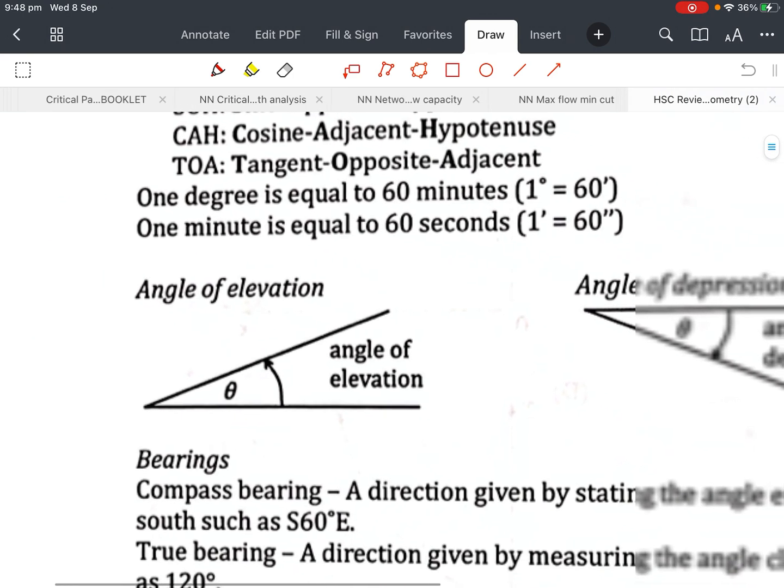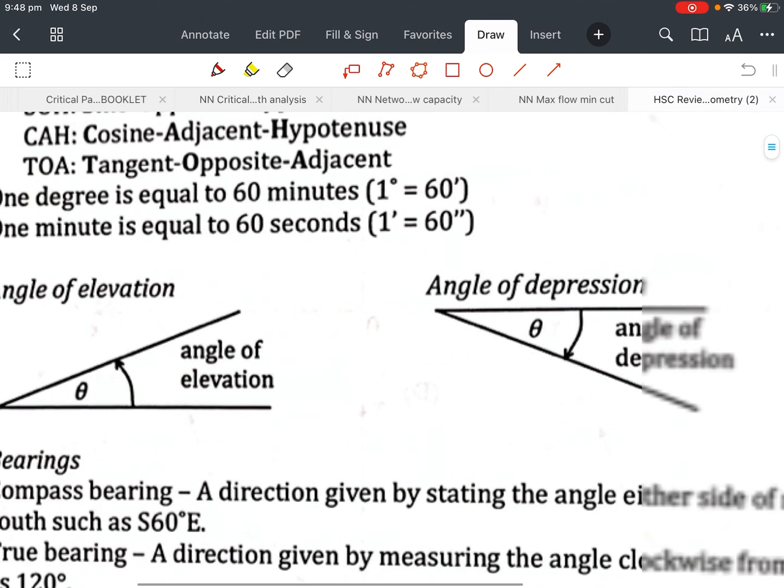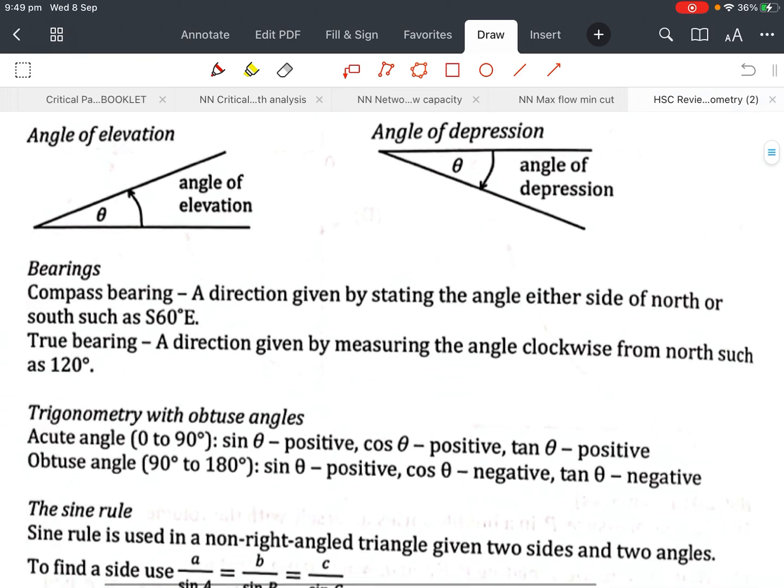Remember, an angle of elevation is measured from the horizontal, going straight out, looking upwards. An angle of depression is measured from the horizontal, so an arm straight out, looking downwards. For an elevation you're always looking up, maybe from street level, and for depression you're looking down from a cliff or from the top of a building, something like that.